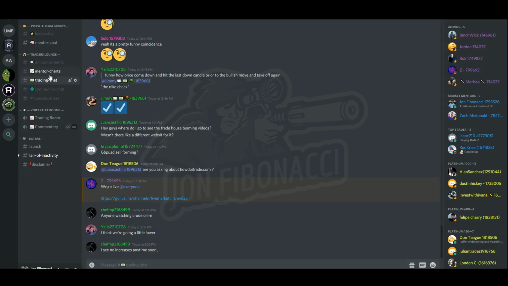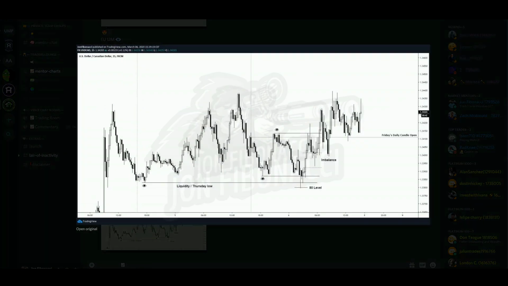On Discord, I posted the official markup where you had liquidity under Thursday's low, the 80 level, a whole bunch of it: 2 equal lows, 1 set of equal highs, the imbalances up there. And then I also included Friday's daily candle open. You want to be buying below the daily open in bullish markets, so we were well below the daily open, and we were only a few pips off from the low of the day.